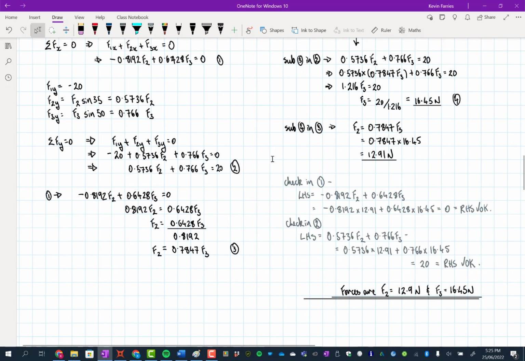Okay, let's move on to looking at some more practical problems, or some more realistic problems, not just particles, but what do we do in real problems involving physical objects.